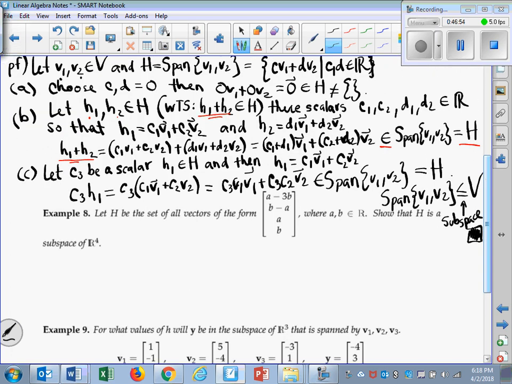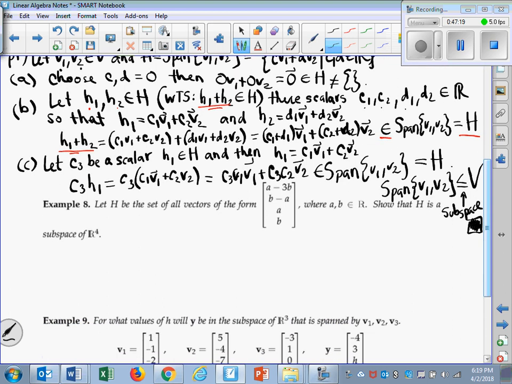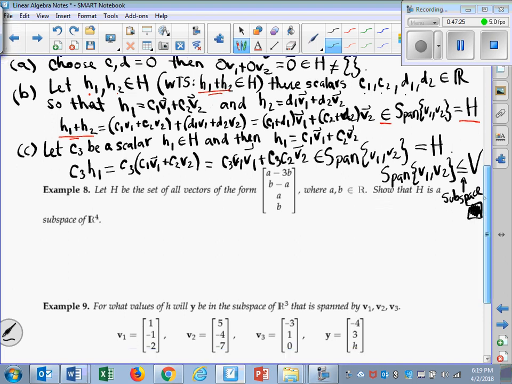That might be a good one to rework and do on your own, and maybe choose your own letters. Did I have to choose C1 and C2, D1, D2? No, of course not. You could even choose new letters, C, D, E, F, or something if you wanted, but that might get a little confusing. But it's already confusing. So hopefully that made some sense. Our goal is to show that it's closed under scalar multiplication and closed under vector addition.